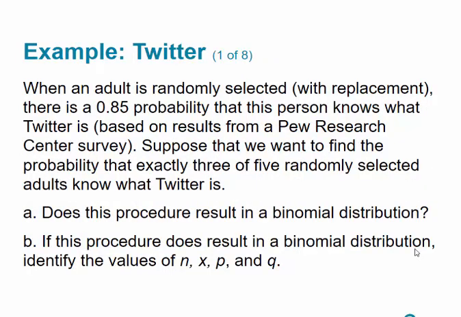So here's the first example. When an adult is randomly selected with replacement, there is a 0.85 probability that this person knows what Twitter is. This is based on a result from a Pew Research Center survey. So suppose that we want to find the probability that exactly 3 of 5 randomly selected adults know what Twitter is.